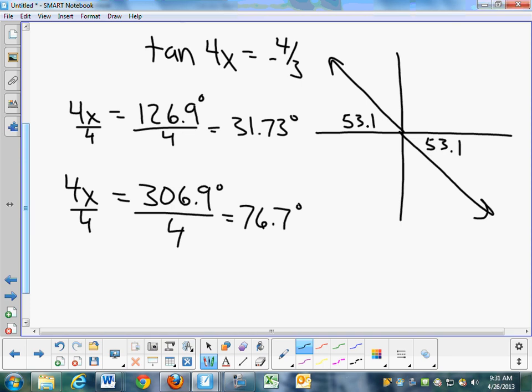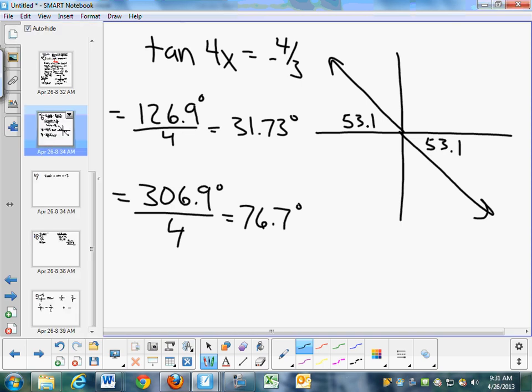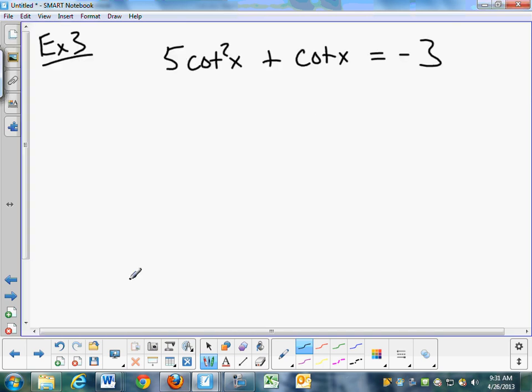Can't forget about the 4x. Okay, let's try one more. And you guys, there's lots of tricks to the trade here. There's lots of tricks to the trade.